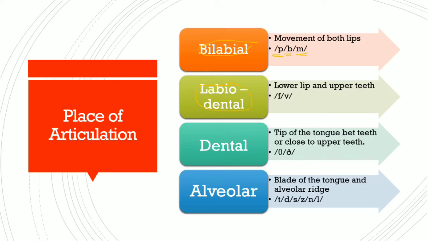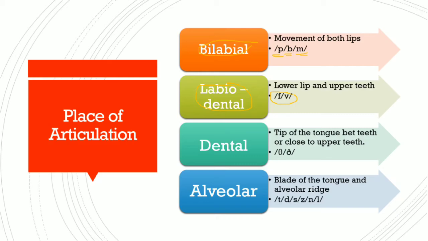Labiodental consonant. It's when you use your lower lip and your upper teeth. So the only two labiodental consonants are f and v. Remember that we say that f and v are fricative sounds, because there is friction to produce them. But they are fricative sounds and they are also labiodental. Why? Because they are produced with your lower lip and your upper teeth in contact. The two organs that are attached are your lower lip and your upper teeth.